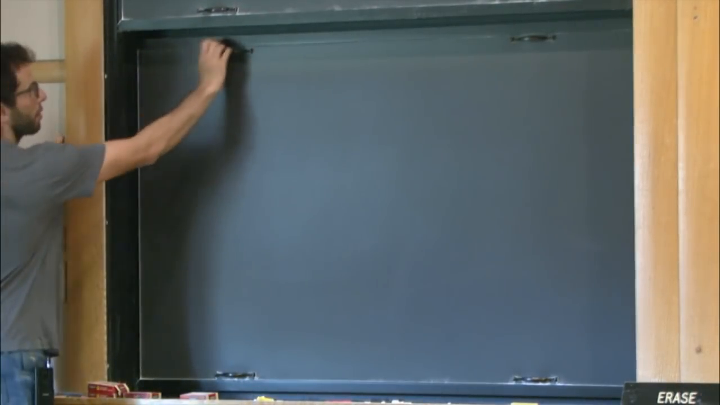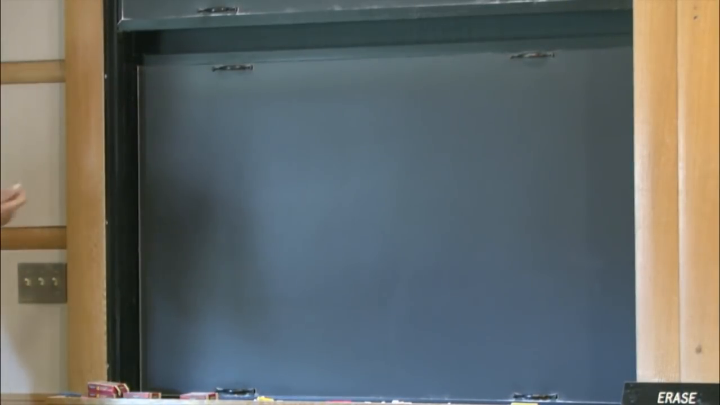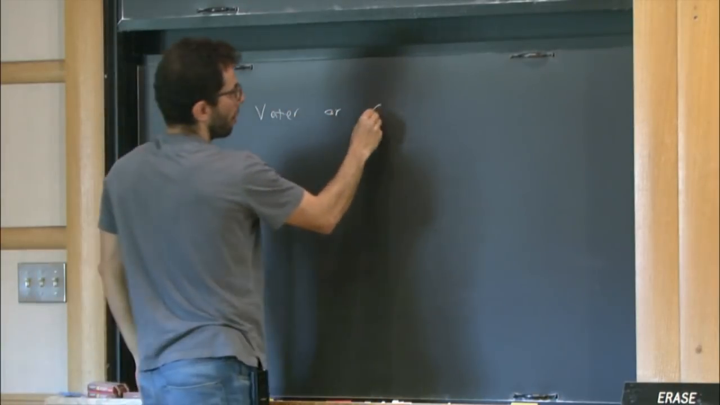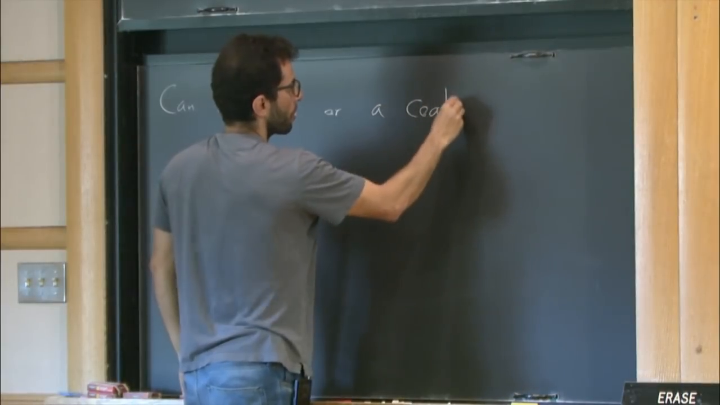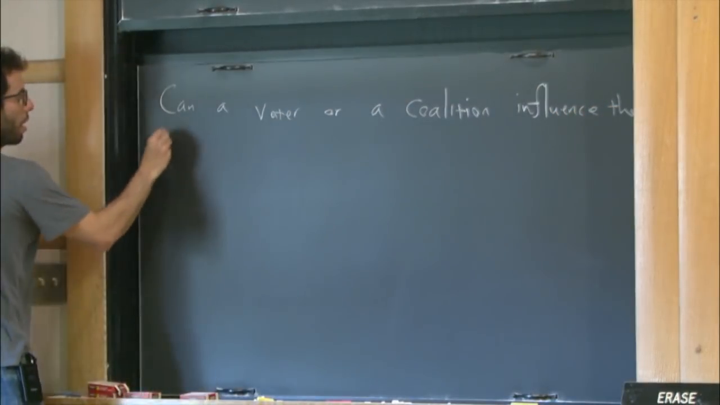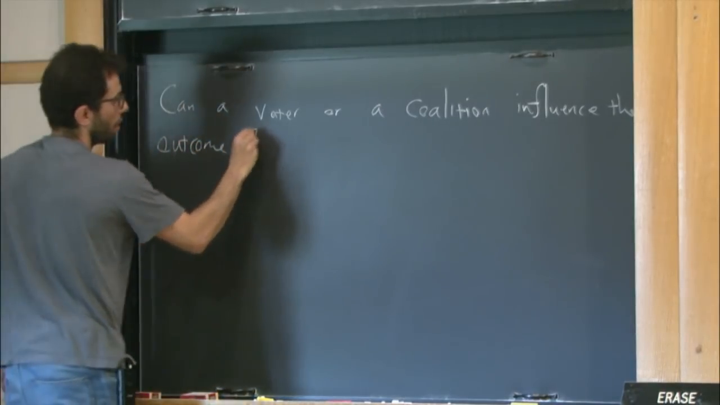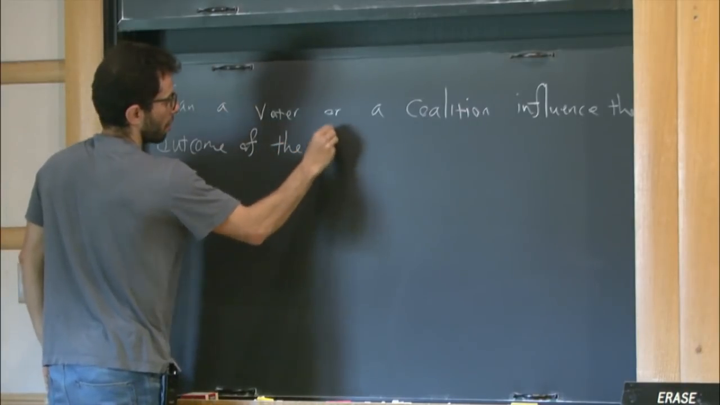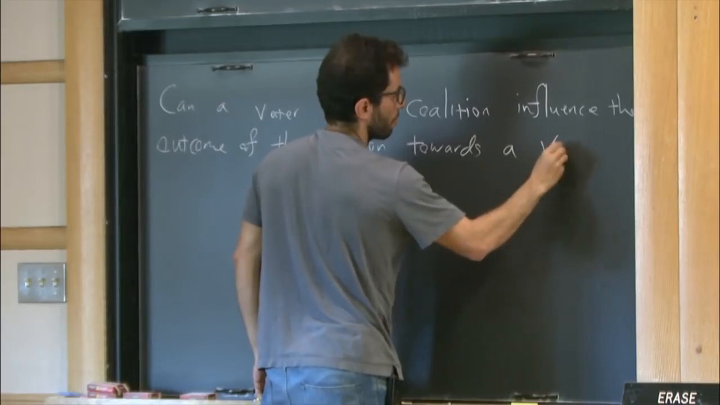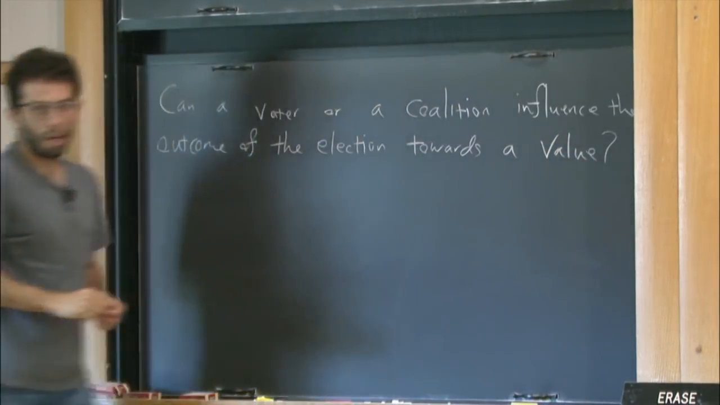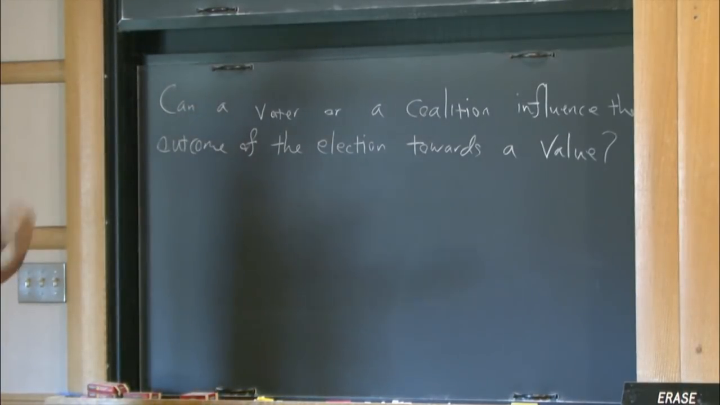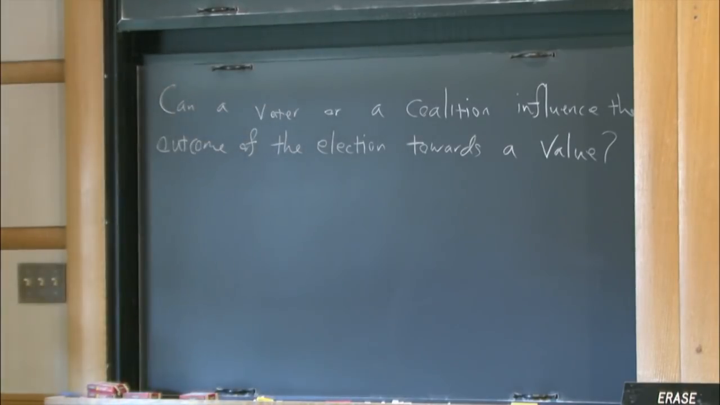So what we want to understand is, well, I'll talk about influences, but I'm going to interpret them this way: can a voter or a collection of voters, where they form a coalition, influence the outcome of this election or this voting towards a particular value? All right, so this is what we think of as the influence of them. Like a voter, how much can it influence the outcome towards a particular value? Or if we form a coalition, how much can they collectively influence it?